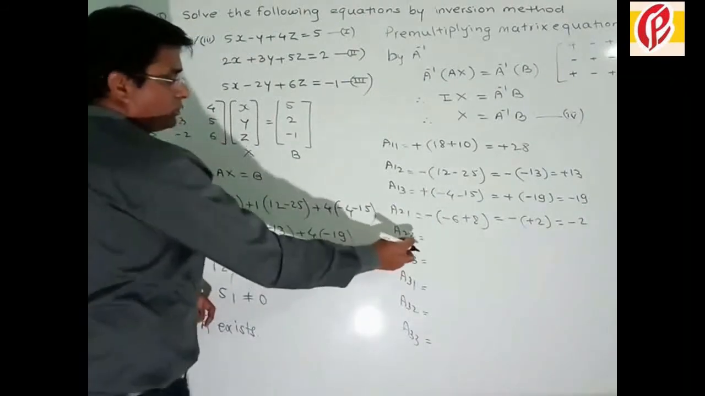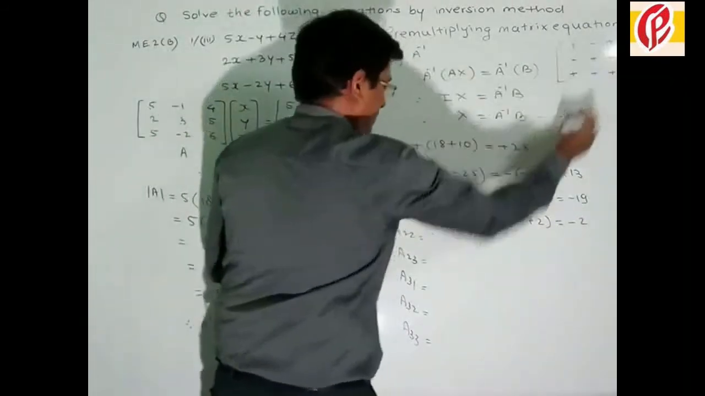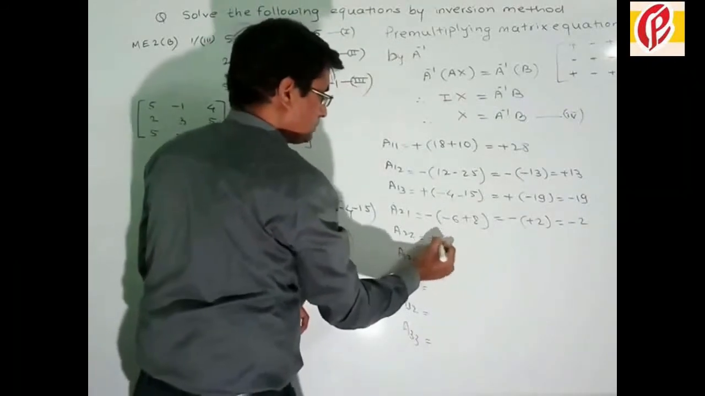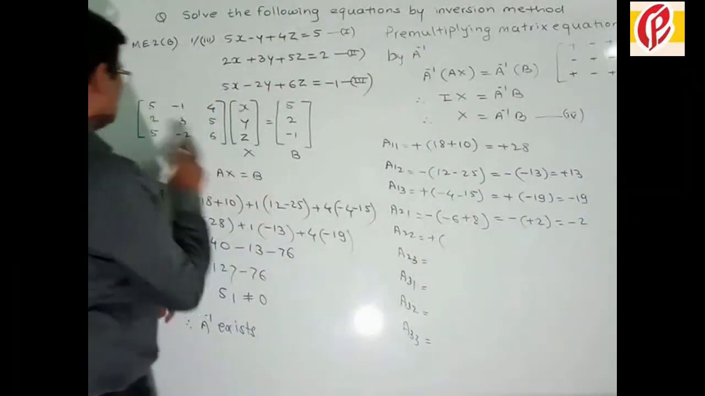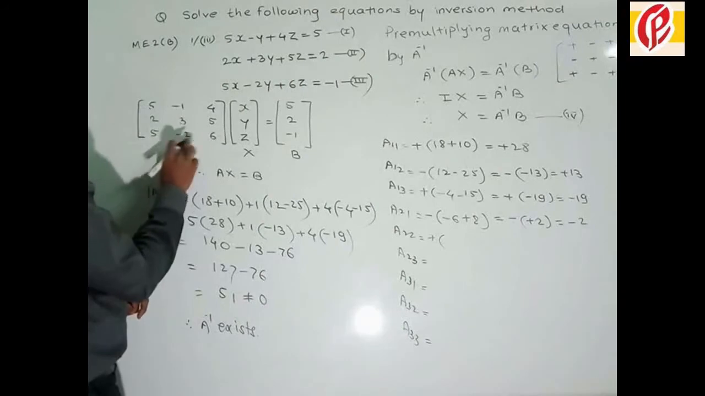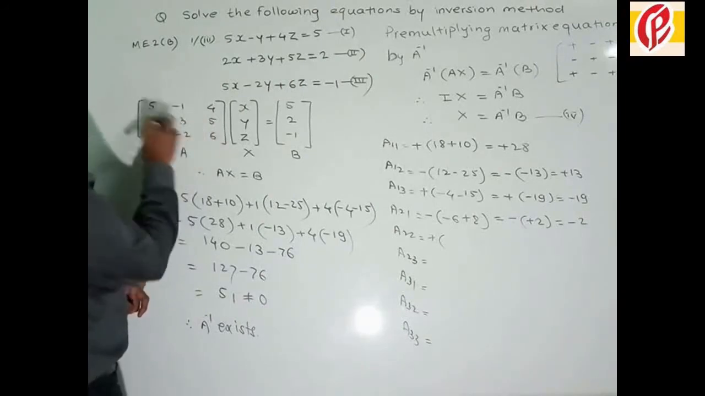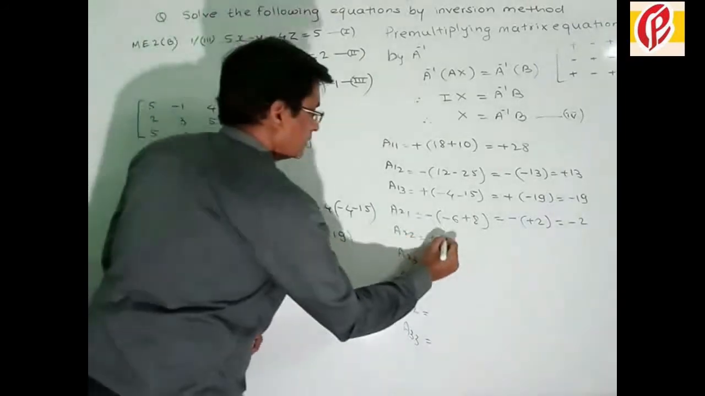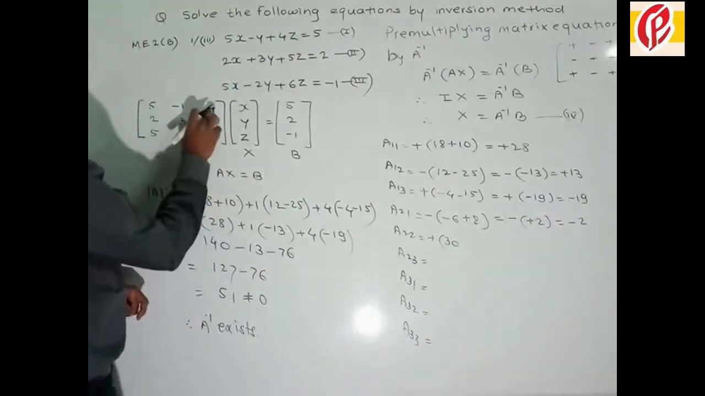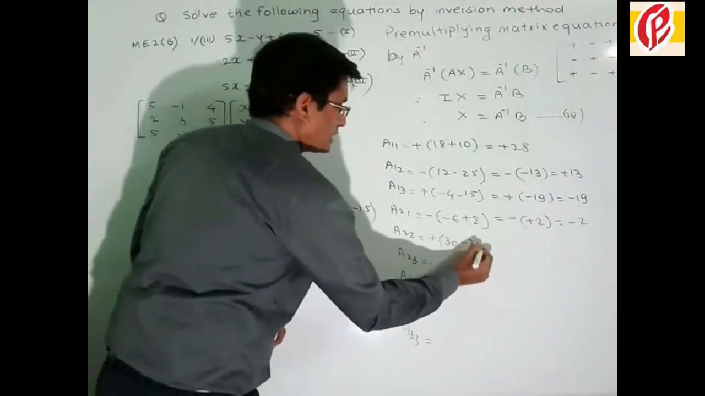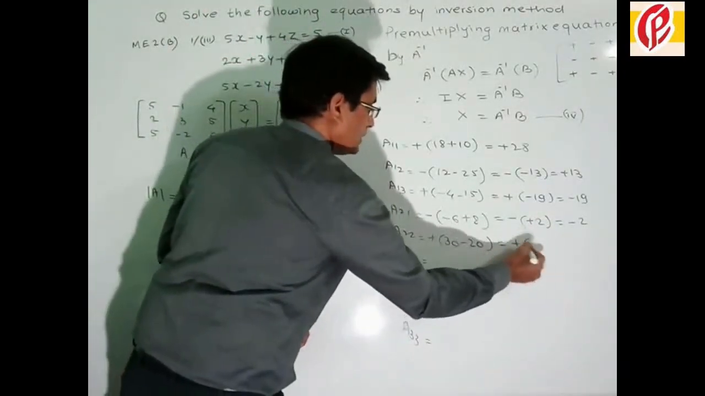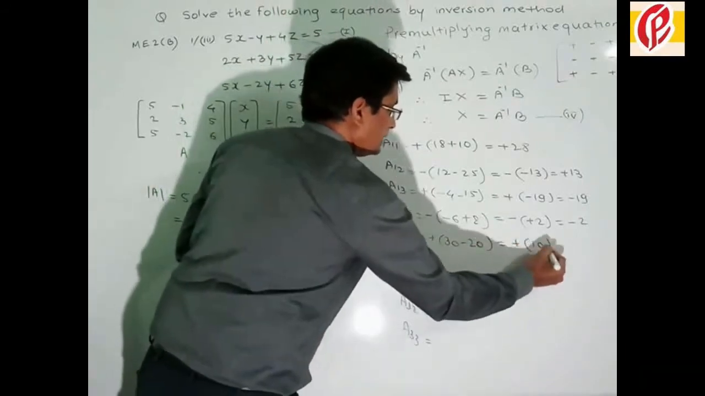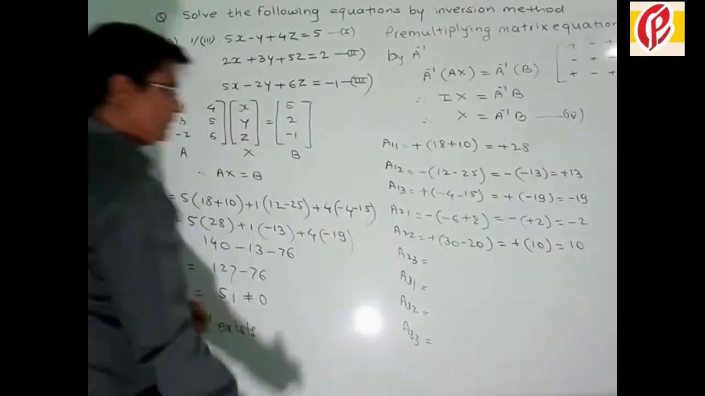Then A22, second row, second column. So sign is plus. Second row, second column. So these are the elements: 6 5s are 30, and 5 4s are 20, so minus 20. So here is plus. 30 minus 20, 10. So answer is 10.